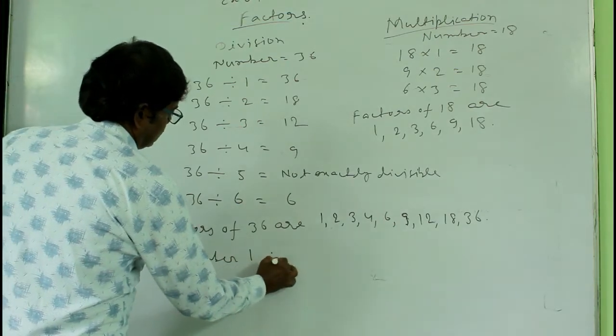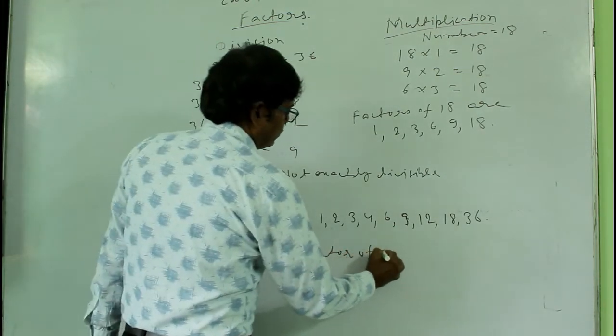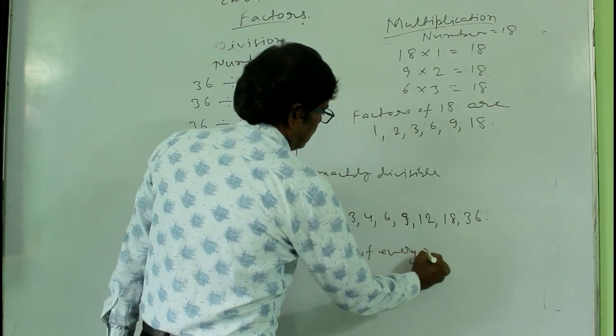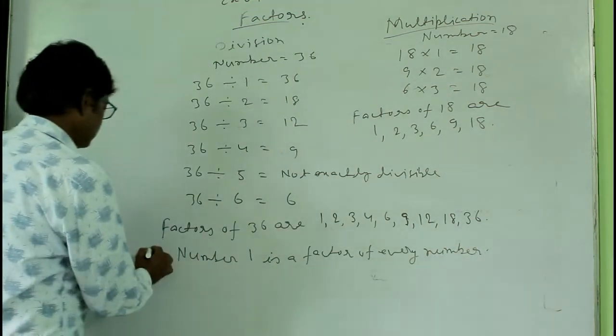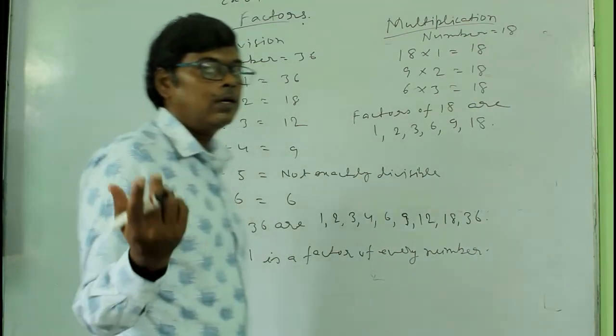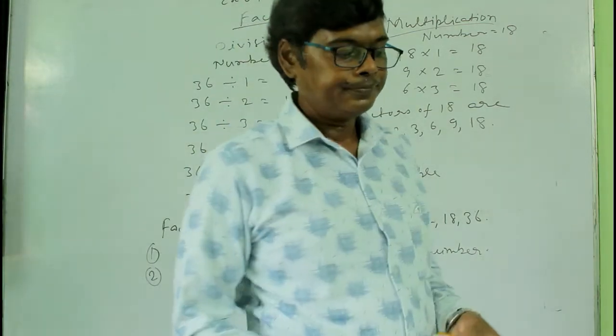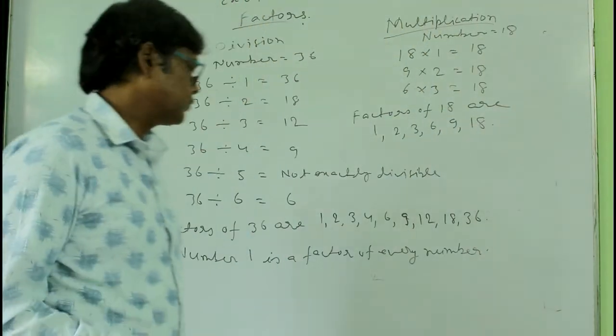Number 1 is a factor of every number. Okay, this is point number 1. Then next, 1 is a factor of every number, and the biggest factor of a number is the number itself.